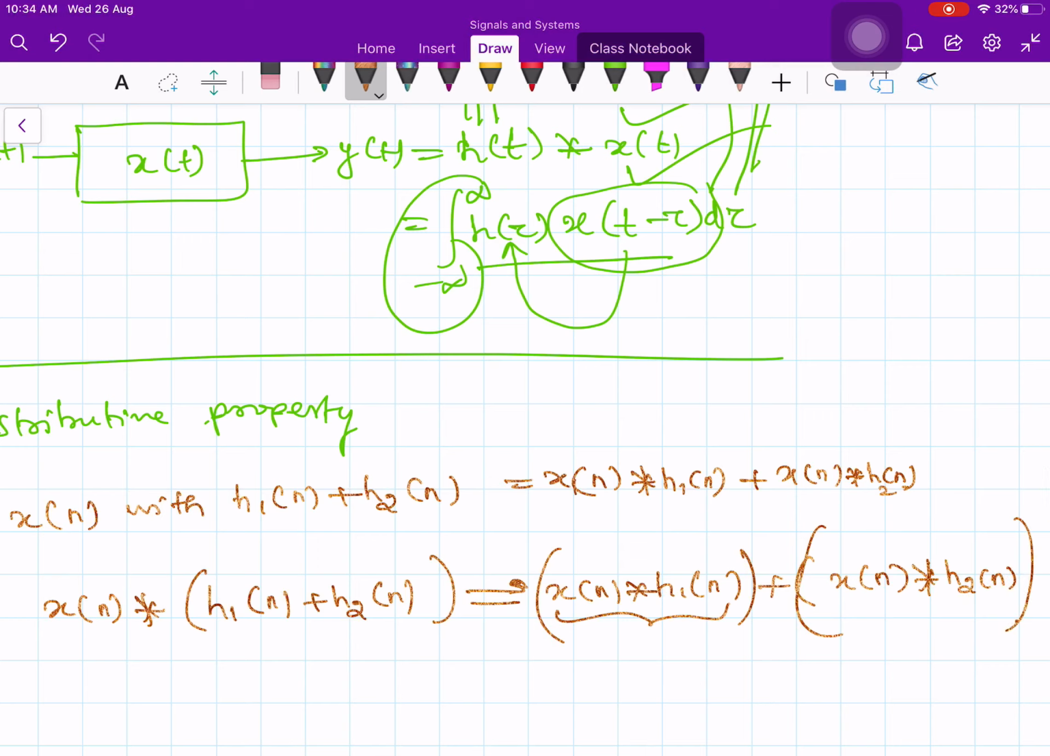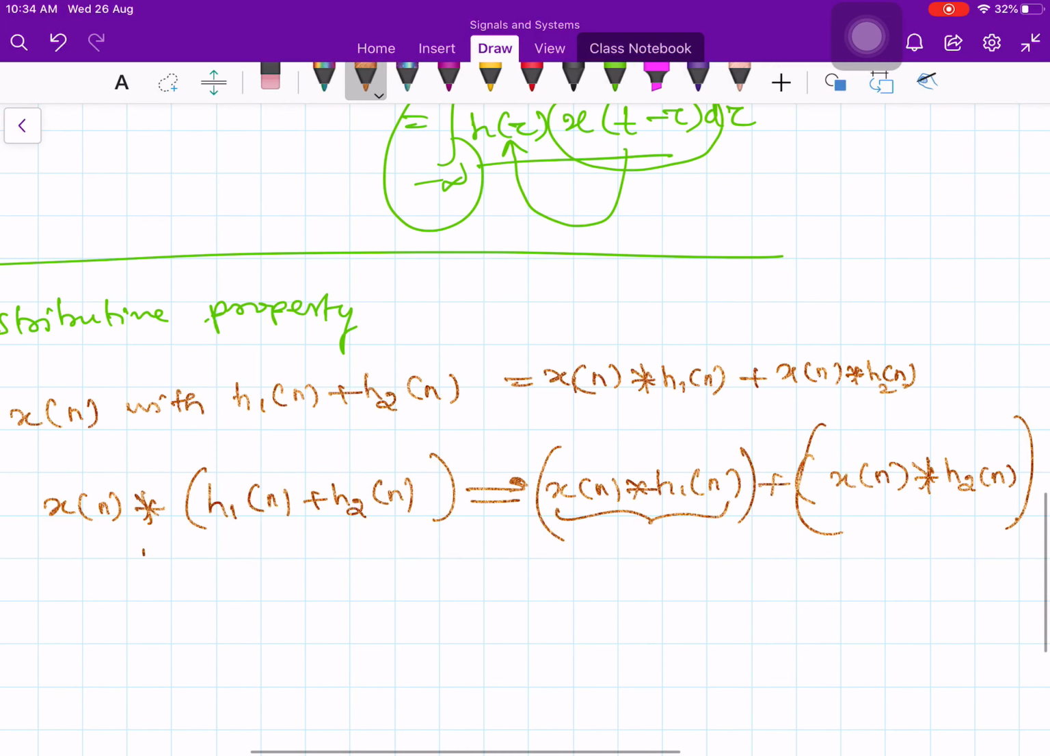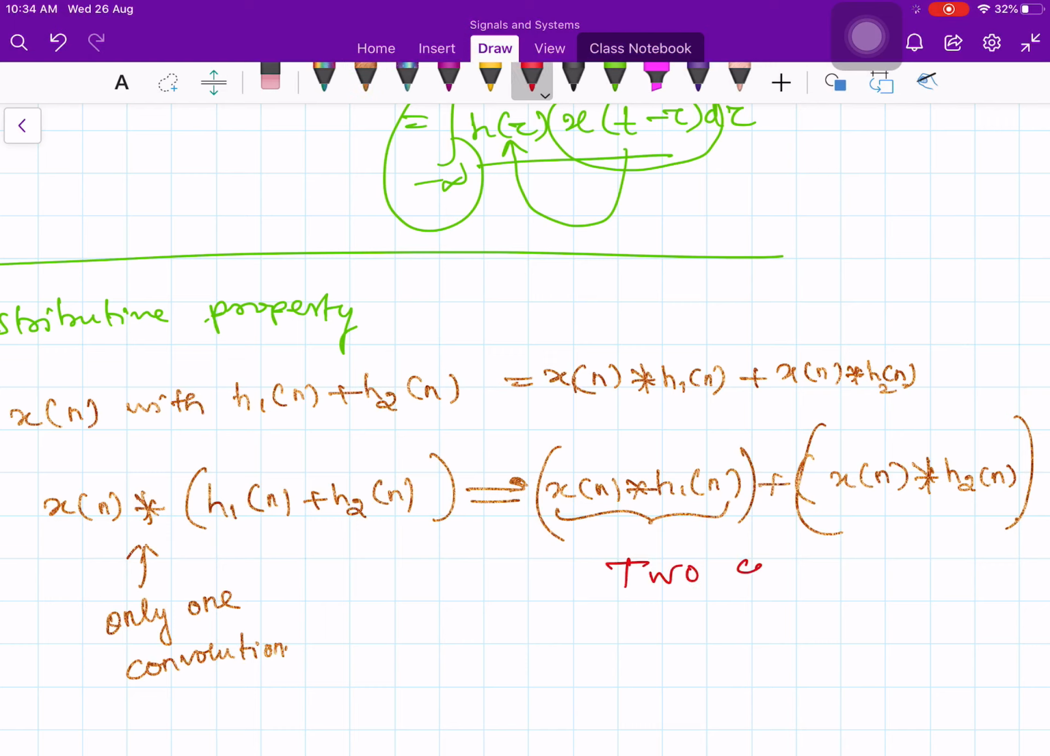Here it is the sum of two convolutions on one side, and on the other side only one convolution. And here there are two convolution operations, so that is the sum of two convolutions. So this is the distributive property, and the proofs, as I said, are extremely simple. One can easily prove it.